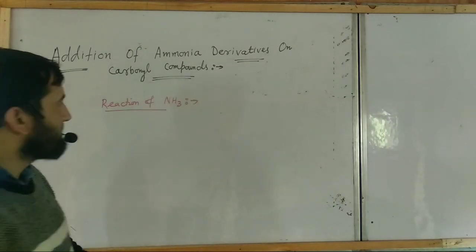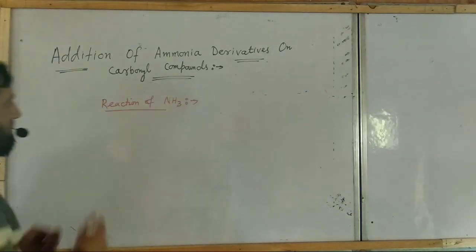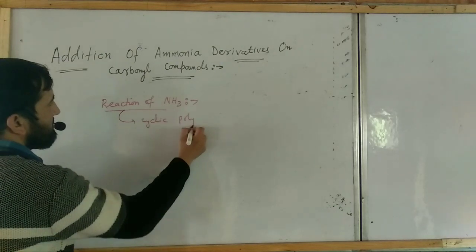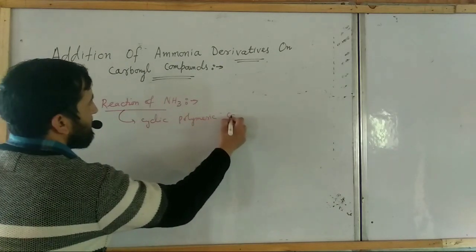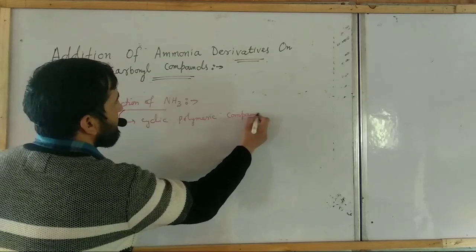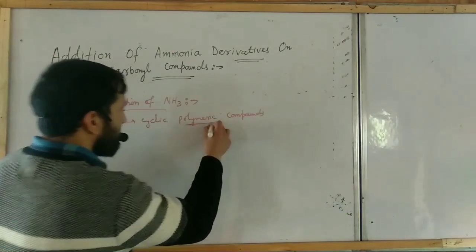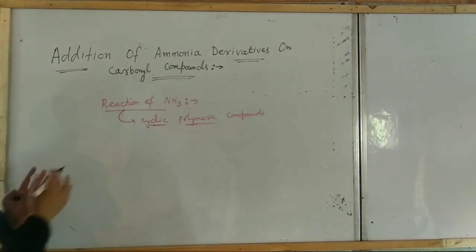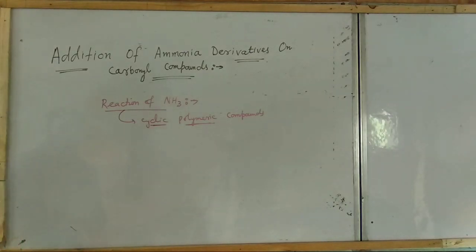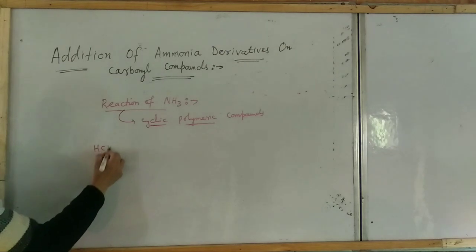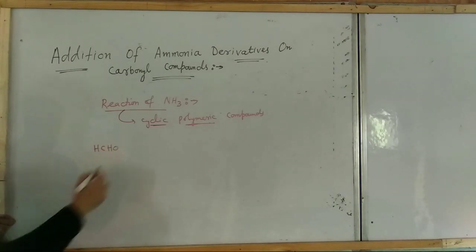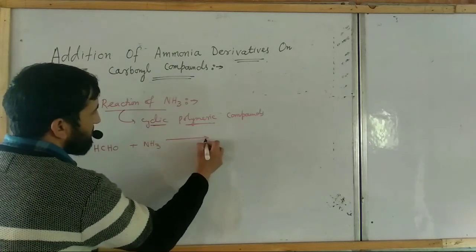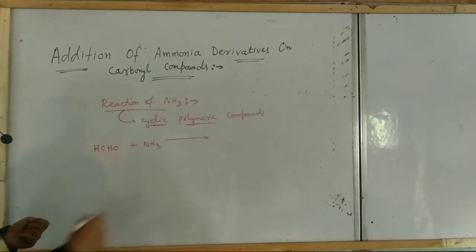Ammonia reacts with aldehydes and ketones and results in the formation of cyclic polymeric compounds. So they form cyclic polymeric compounds, that is, compounds which are polymeric in nature, that is macromolecules, and they are cyclic, that is, they are closed. For example, if we react formaldehyde, that is HCHO, with ammonia, it results in the formation of a compound that is known as urotropine.